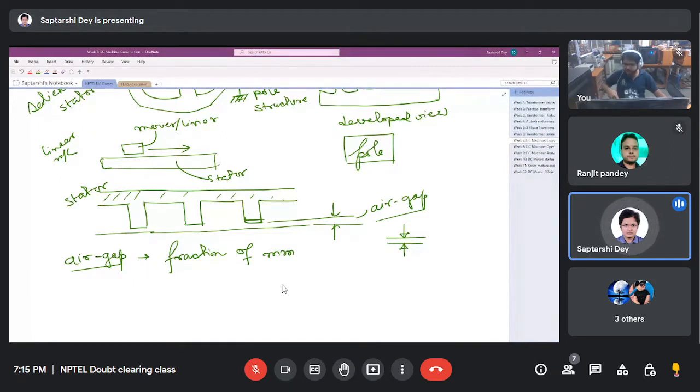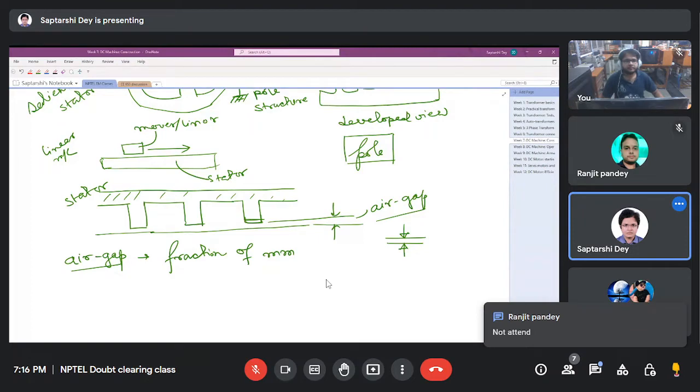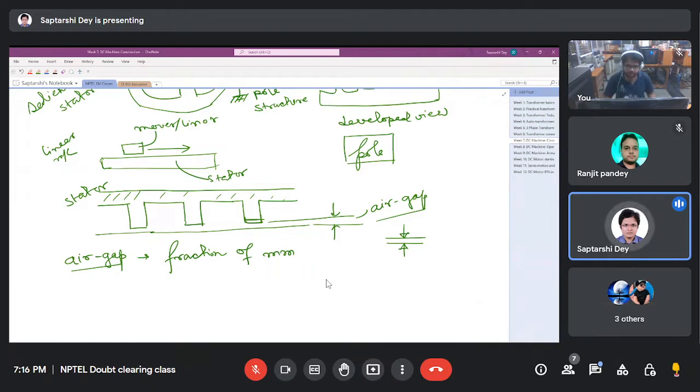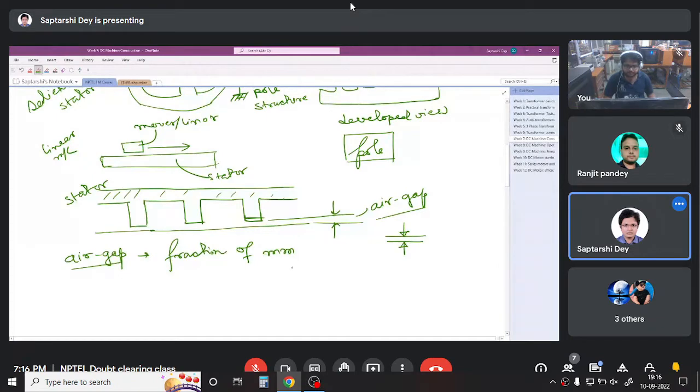No one has attended machine lab, no one has ever done experiments of electric machines? Not attended. Okay, so the machines that you will find in your university machine lab, all of them are small, not more than 1 or 1.5 kilowatt, I believe. And all of them have air gap less than 1 millimeter.